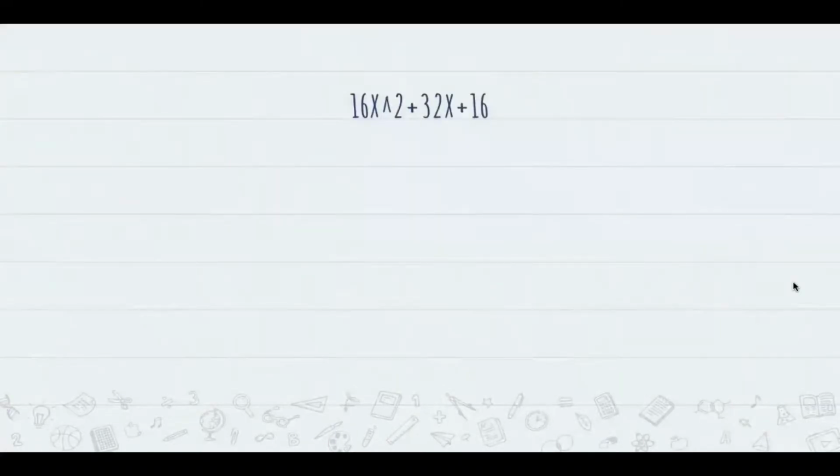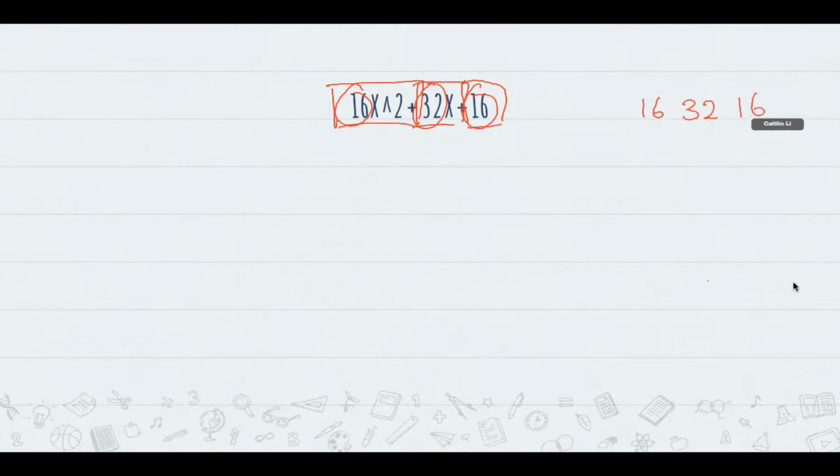So this is our first example. How we would do this is that there are 3 terms. This is one term, this is the second term, and this is the third term. When you do that, we're going to use something called the ladder method, in which we write only the number first, which is 16, 32, and then another 16. And then we find a number that can multiply into each of these 3 numbers that will make it the most simple.